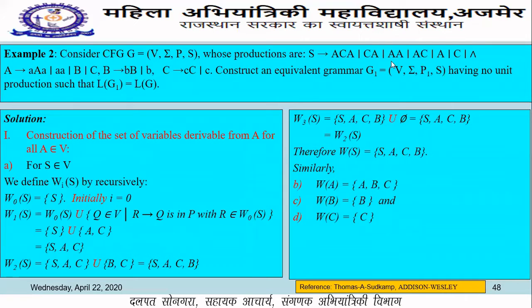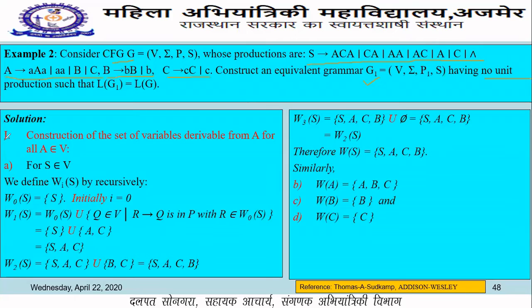So here we take one new example. We are given a grammar G, and the productions are like this: S tends to ACA, and like this. And A tends to this. And B tends to this. These are our productions, and we construct the corresponding simplified grammar G1 that does not have unit production.